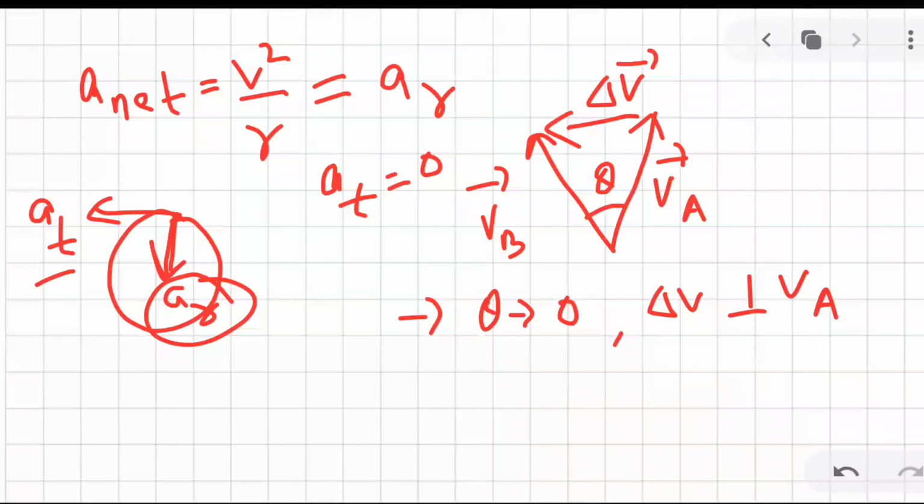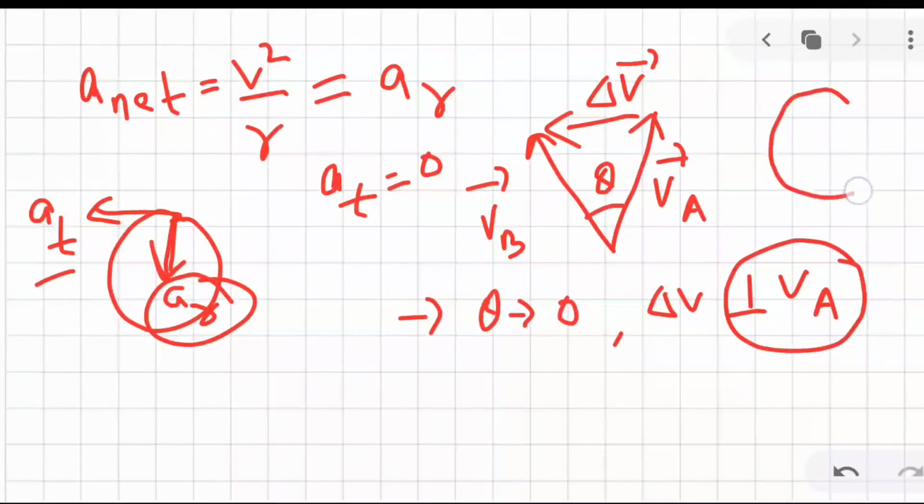Now VA is tangential to the circle. If the particle is moving like this, VA is in this direction, tangential. Delta V is perpendicular to VA, so delta V will be in this direction, perpendicular to VA. This is the direction of delta V. Delta V is along the radial direction, it implies.